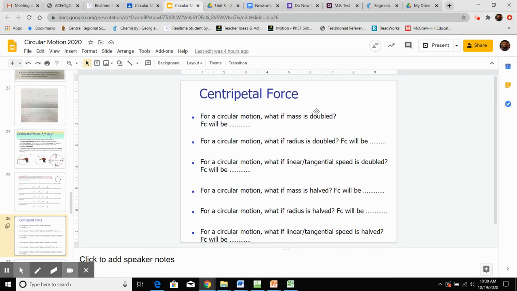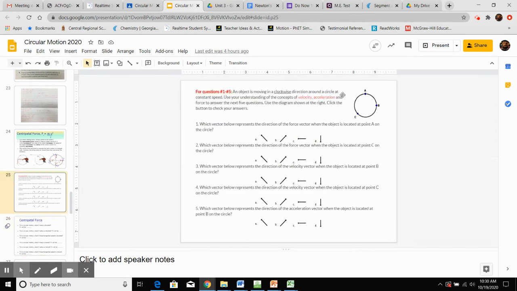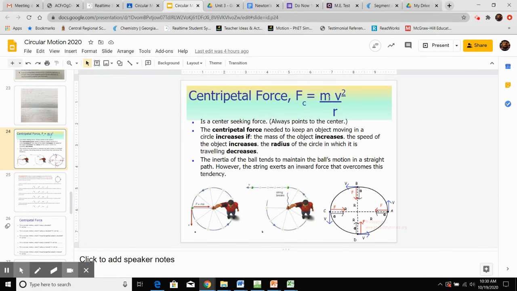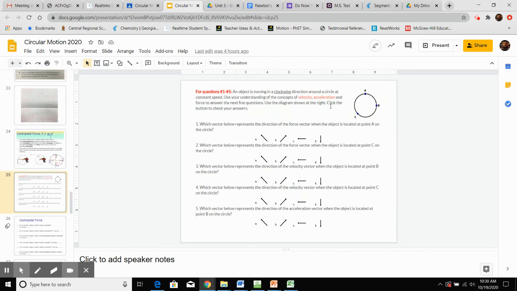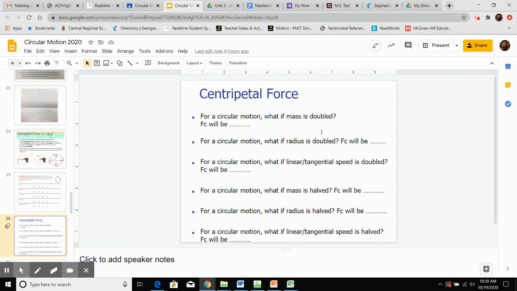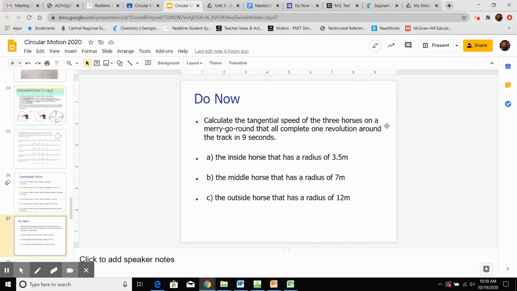How does centripetal force change if certain things are doubled? Well, if mass is doubled, if we look at the equation, the force is going to be doubled, directly proportional. If you increase the velocity by a factor of 2, it's squared, so the centripetal force will quadruple. And how it changes with r, it's going to be the inverse. So you divide by a smaller number, you're going to have a larger force. So you can go through and figure out what those are.